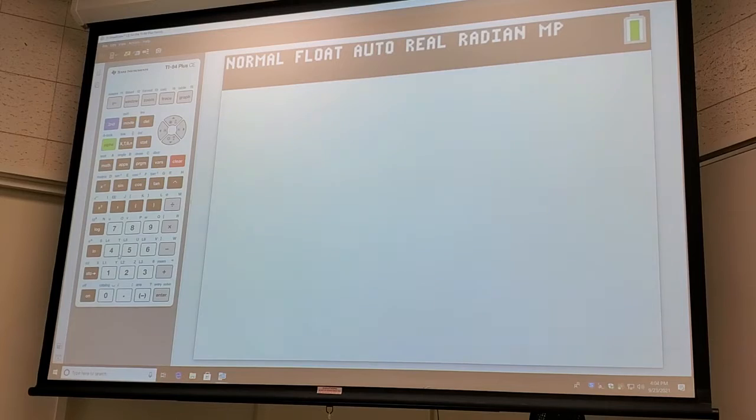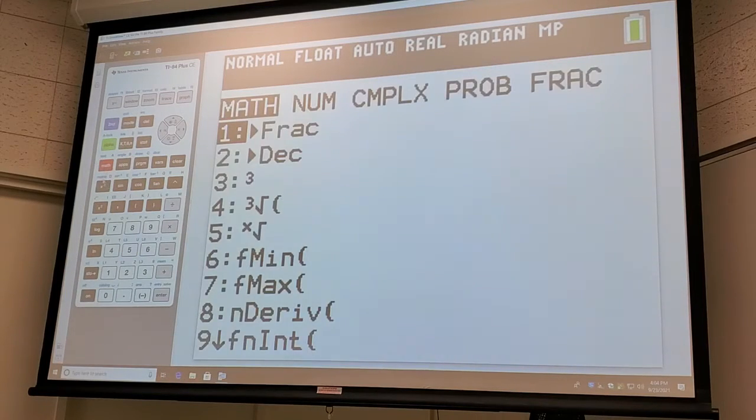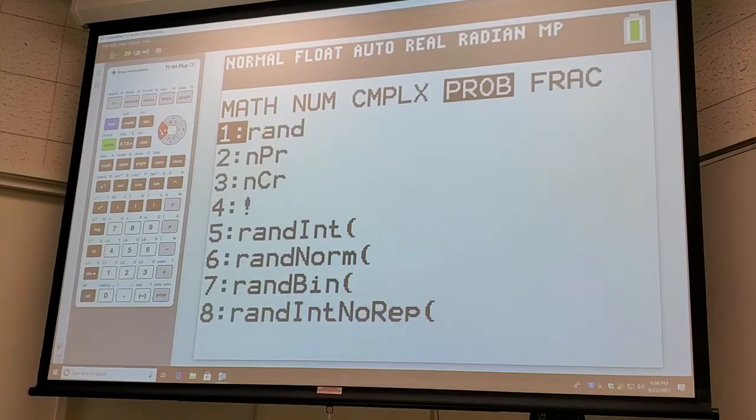So if you click 15, then go to math. Go to probability. Did you see this one right here? Don't do National Public Radio. Do nCr. That C actually stands for something called combinations, but I like to call it choose. So that's basically what it really is.